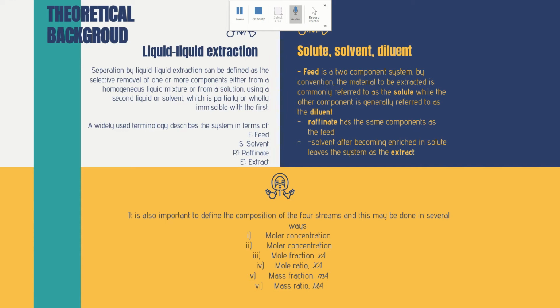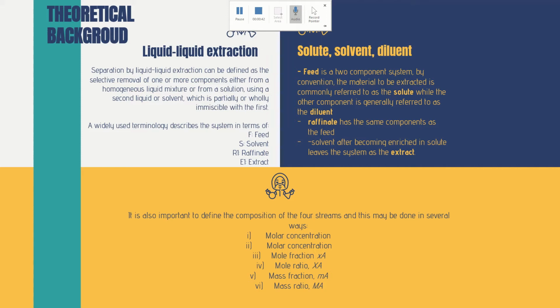Now we are going to discuss the theoretical background. First, we have to know about liquid-liquid extraction. The separation by liquid-liquid extraction can be defined as the selective removal of one or more components either from a homogeneous liquid mixture or from a solution using a second liquid or solvent, which is partially or wholly immiscible with the first. A widely used terminology describes the system in terms of F, S, R, E, where F means feed, S means solvent, R means raffinate, and E means extract.